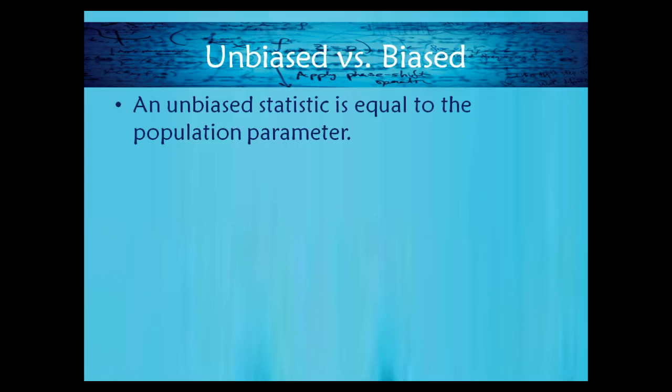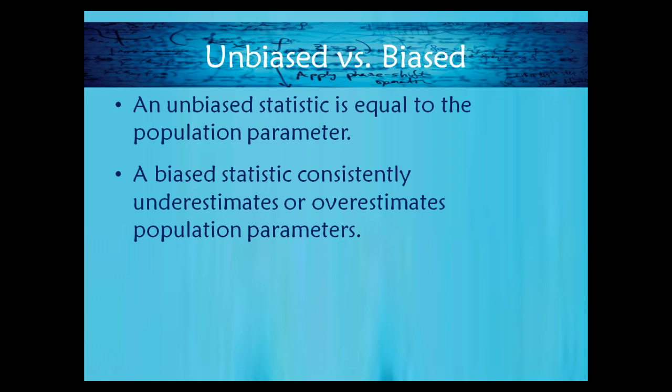Unbiased versus biased. An unbiased statistic is equal to the population parameter. We want our statistics to be unbiased. A biased statistic consistently over- or underestimates population parameters.